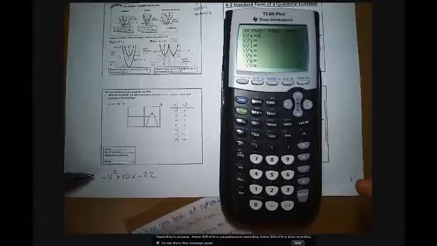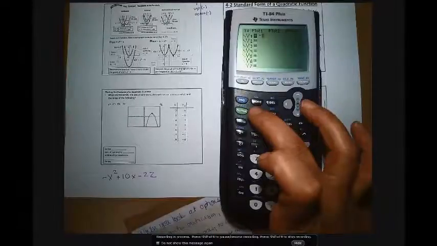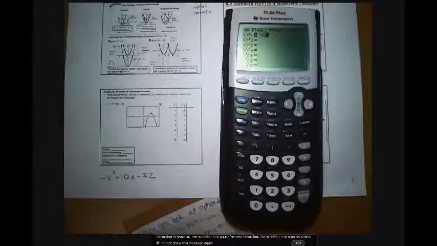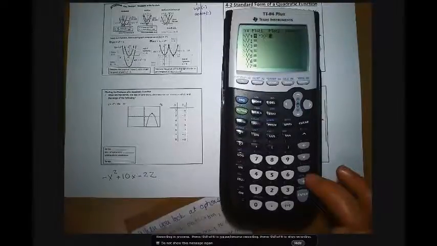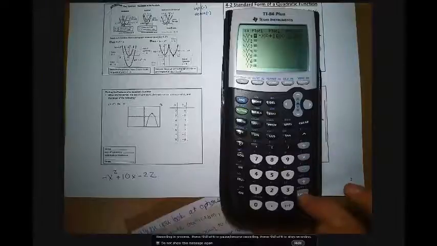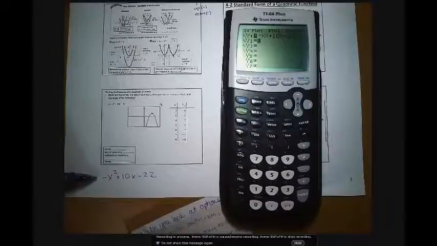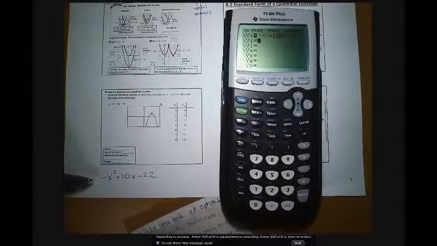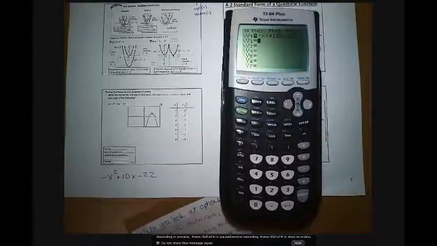Negative, use this button for x right next to the alpha, squared, plus 10x minus 22, and then hit enter. Then double check to make sure that you have plugged in exactly the right equation. Negative x squared plus 10x minus 22. Then, over here on the side is a graph button. You want to click it, and your graph should appear.